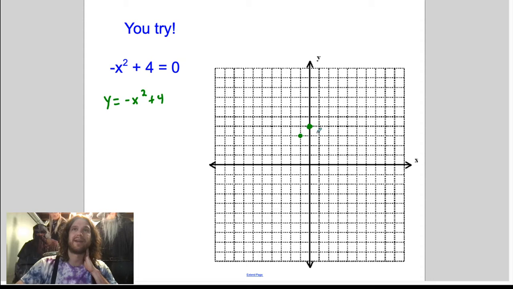I'm going to go over 1, down 1. I'm going to go over 2, down 4, and there we go. We're done. Now I'm going to keep going just for kicks and giggles. So over 3, down 9, and we'll call that good enough. So this is my graph.